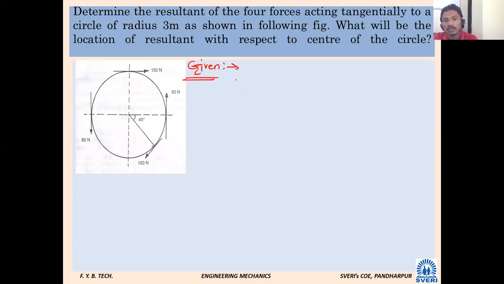First we will see what is given. How many forces are given in this system? 4 forces are given. To avoid further confusion, I will name them P1. Which force should I call P1? 150 Newton. Then P2, 50 Newton. Very good. Then P3, 100 Newton. P4, 80 Newton. Okay, P3, P4 like this.